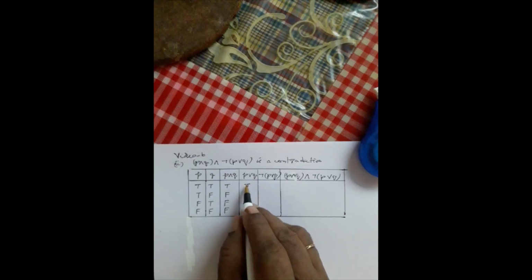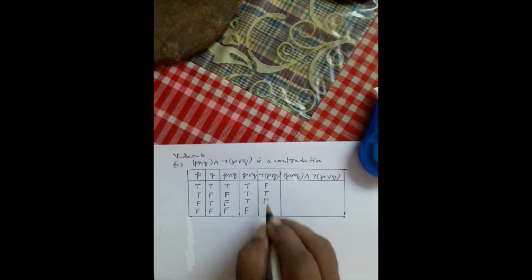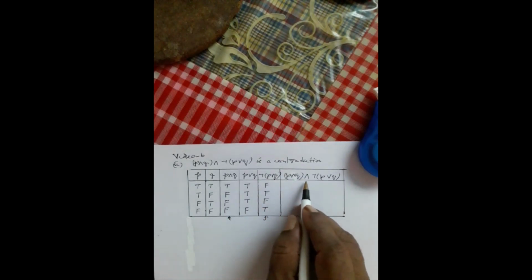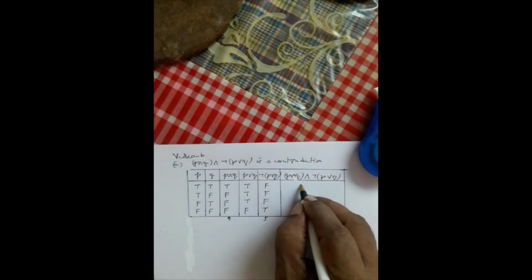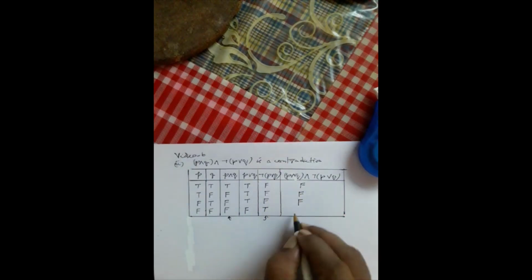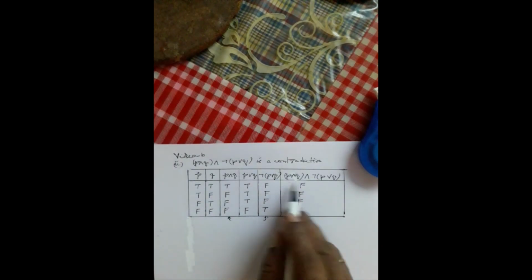Negation of P or Q: negation of this one, T, F, T, F, F, T. Now we have to take the 'and' of this one and this one. And means if one of them is false, it is false. False, false is false. Again false, false is false. False, true is also false. We can see that the truth value is false irrespective of the truth values of their components.